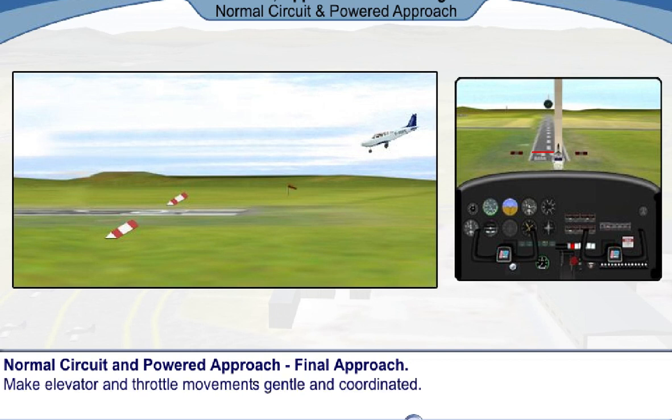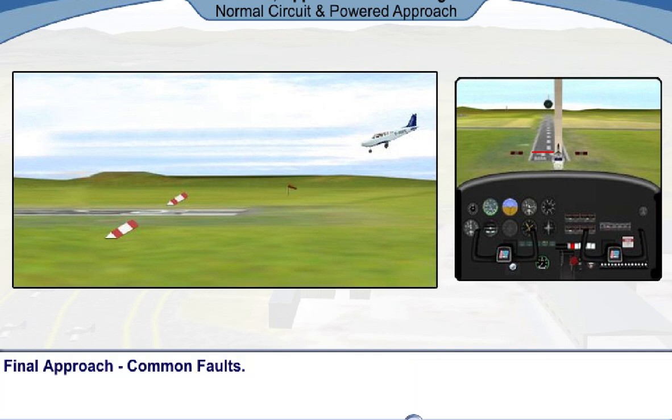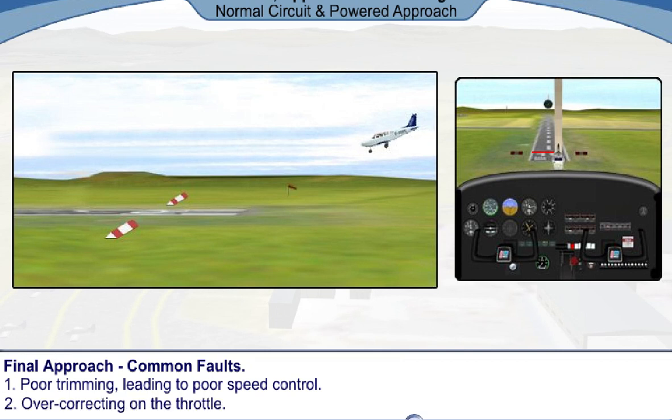Elevator and throttle movements must be gentle and coordinated if the aircraft is to stay on the correct approach path at the correct speed. There are two common faults on the final approach: bad trimming, leading to poor speed control; and overcorrecting on the throttle through not allowing for the inertia of the aircraft. Make small corrections and allow time for them to take effect.